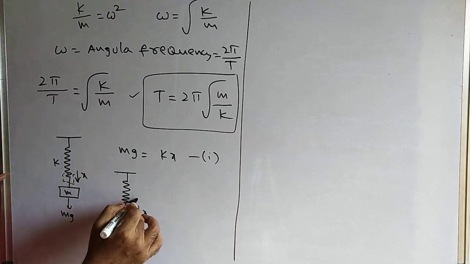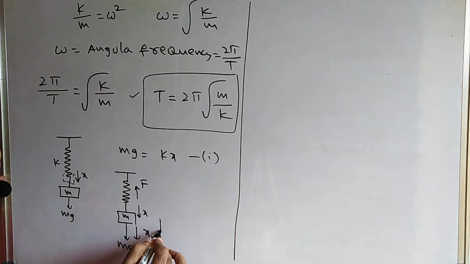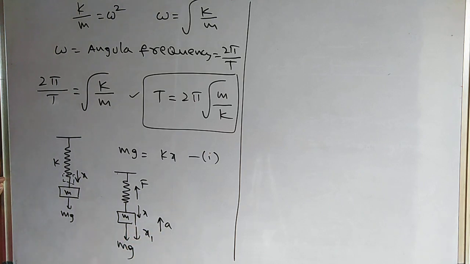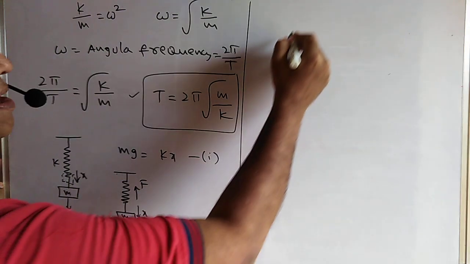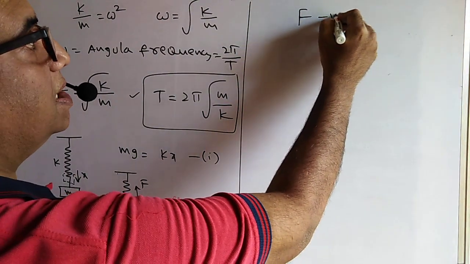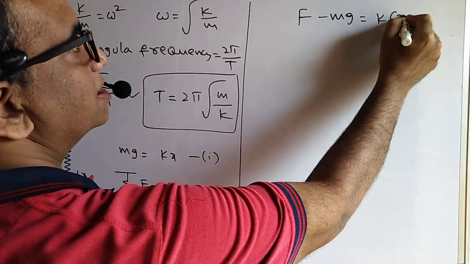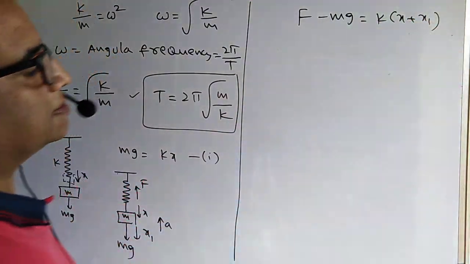Okay, then let's say when it is doing oscillation, now tell me what are the forces acting here. One is a restoring force acting this side, and the next one is the weight acting downward. So let us say it is accelerating in this direction. This is the restoring force F. Okay, F minus mg is equal to k into x plus x1.